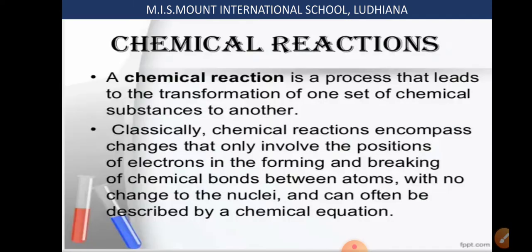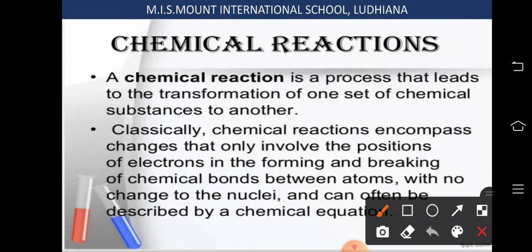Now proceeding with the chapter, what is a chemical reaction basically? A chemical reaction is a process that leads to the transformation of one set of chemical substances into the other, means in which we convert one chemical substance into another chemical substance. That is a chemical reaction. So whatever reaction takes place in a chemical change, that we call a chemical reaction.